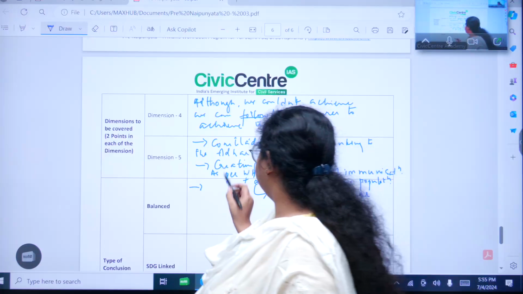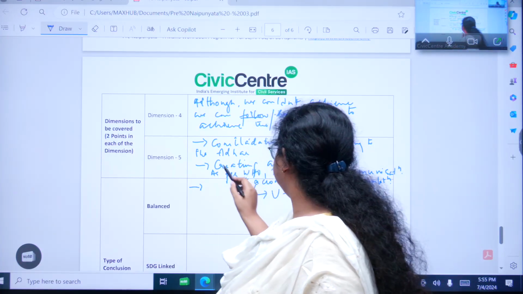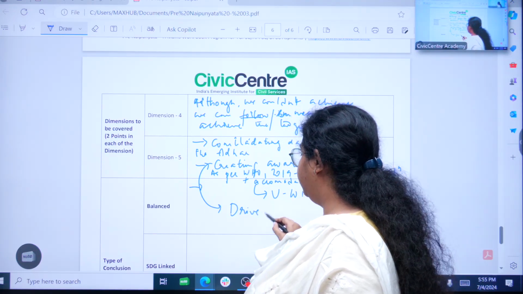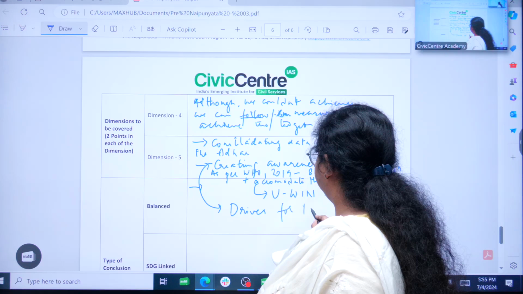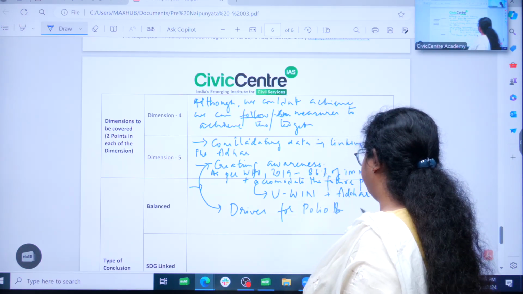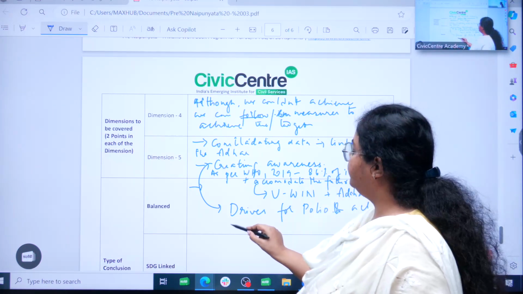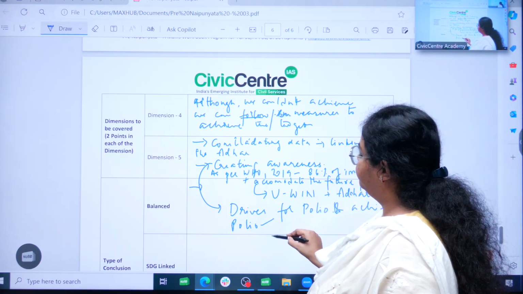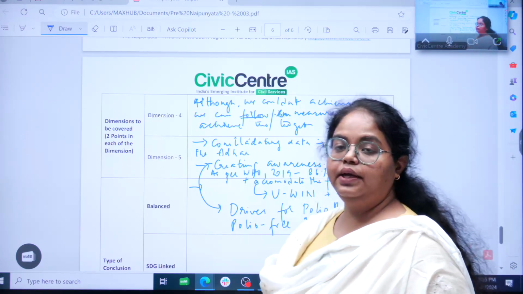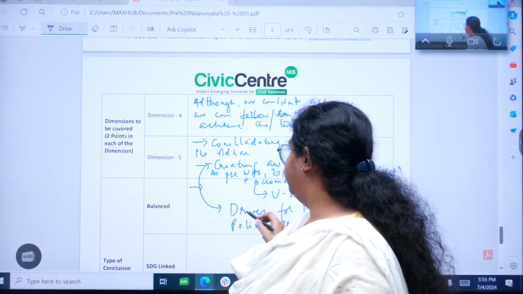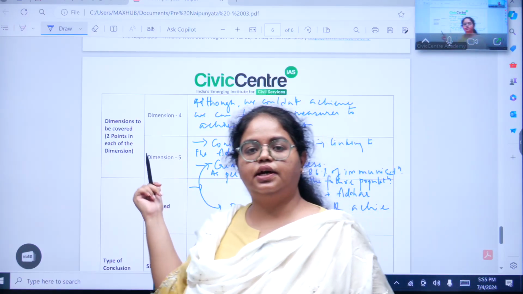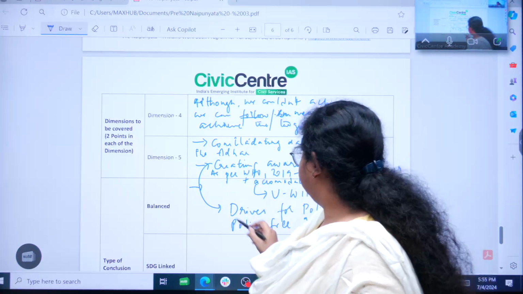Right? Then you can also say consolidating data. You can use the example of the awareness drives that we have created for polio, and achieved the polio free status in 2014. So such awareness drives can also be started for creating awareness for various immunizations under this program, right?